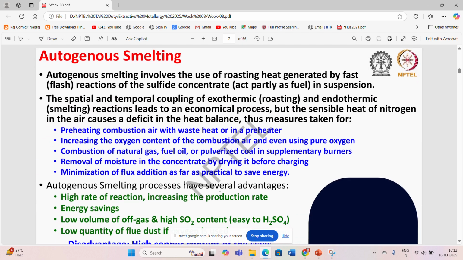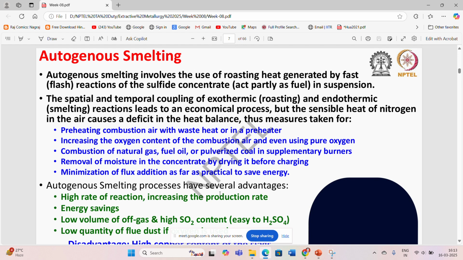Then coming to autogeneous smelting process, autogeneous smelting involves the use of roasting heat generated by fast reactions of the sulfide concentrate in suspension. So during the oxidation roasting process, as we all know, the oxidation roasting process is an exothermic reaction. So during the autogeneous smelting process, we are utilizing that exothermic heat generated during the oxidation roasting process for the smelting of the copper matte.